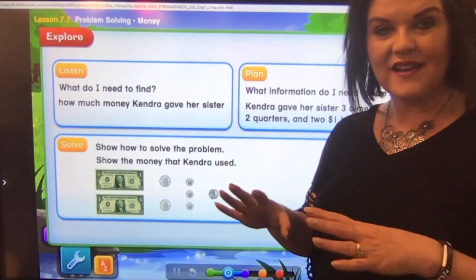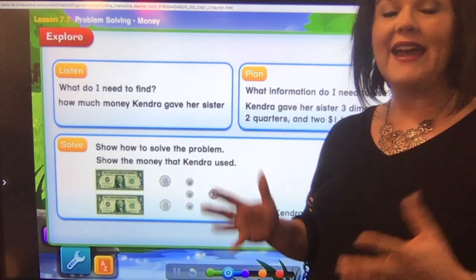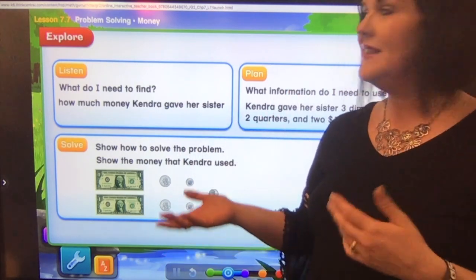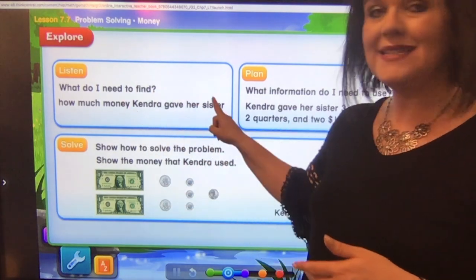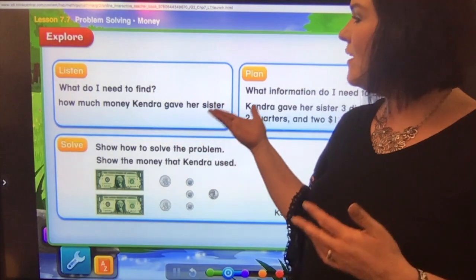So we are going to break down this story problem so that we know all the information that we need in order to solve the problem. And right in this box, it says, listen. It's asking, what do I need to find? So what do we need to find?